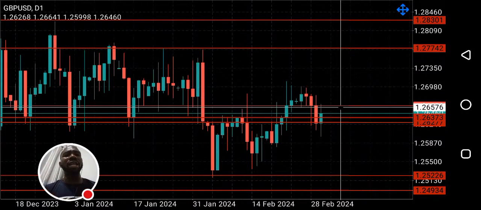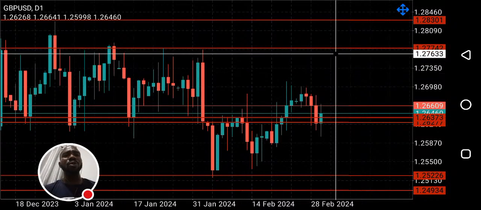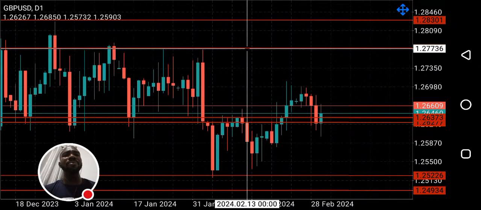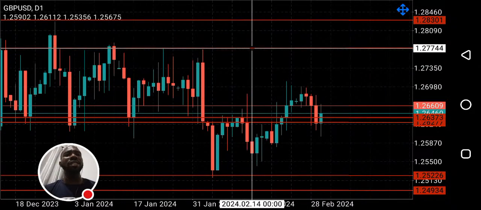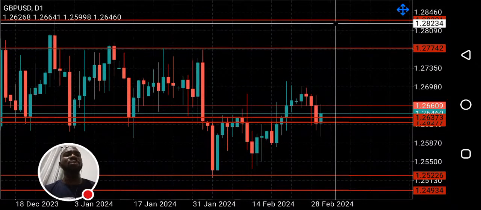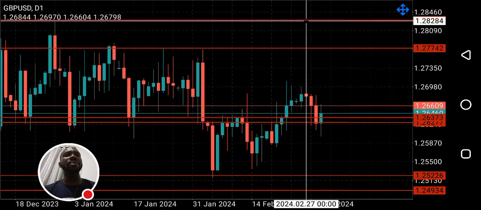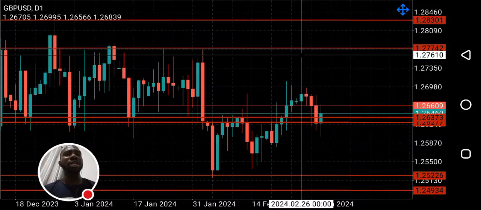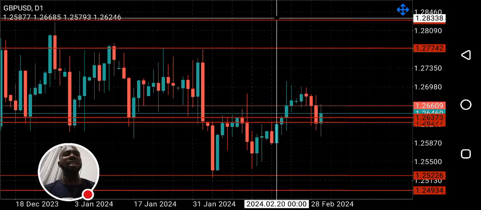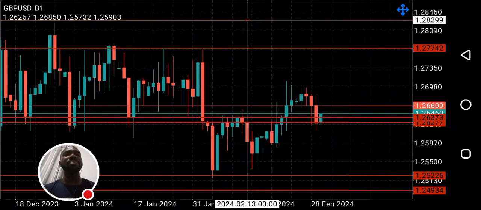So my first target on GBP USD this week will be this high. Okay, this will be my first target. And my second target will be this next old high, because liquidity is residing at these previous highs. Is that clear?